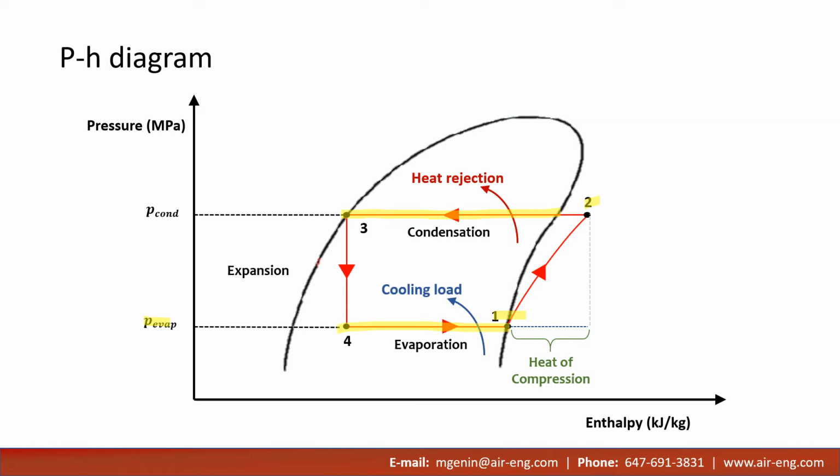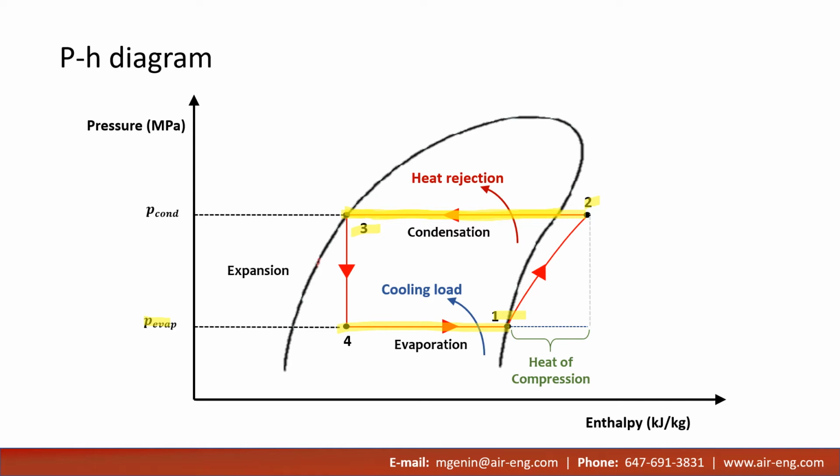Note that the total heat of rejection is a horizontal distance from point 2 to point 3. The heat of rejection is equal to the sum of the cooling load plus the heat of compression. In other words, the condenser needs to reject the heat absorbed by the evaporator and reject the heat from the power input of the compressor. At point 3, the refrigerant exists as a high pressure liquid. The liquid enters the expansion device.